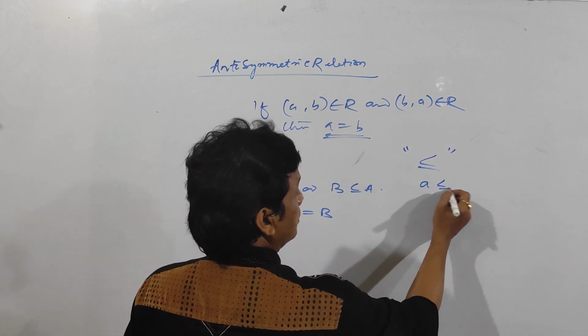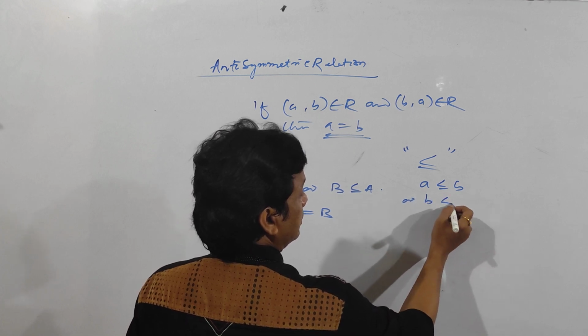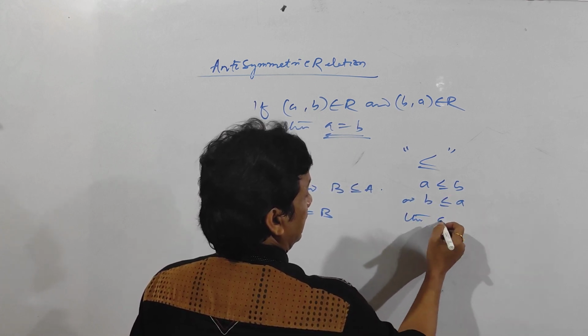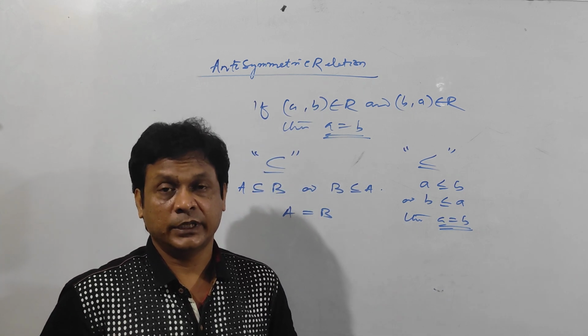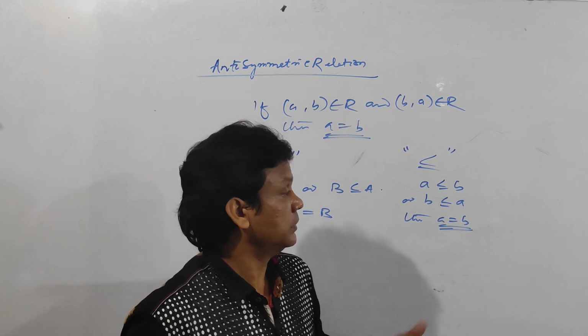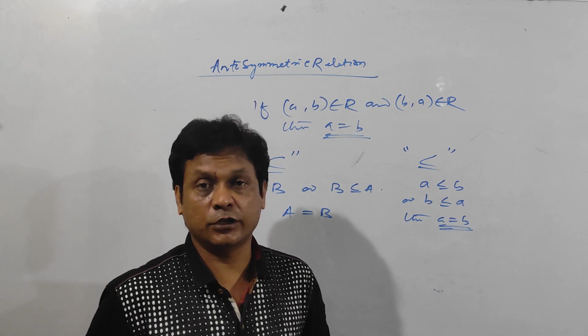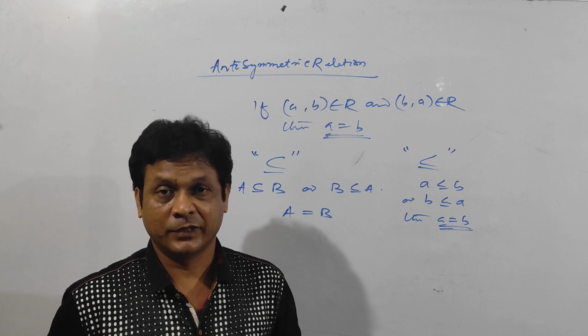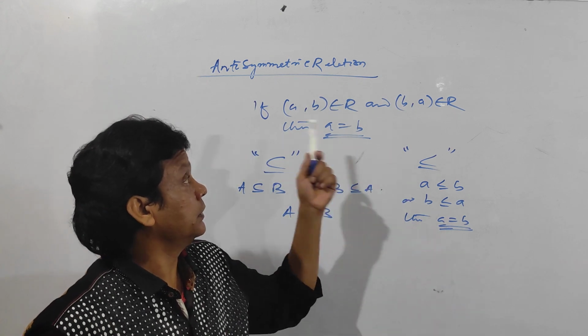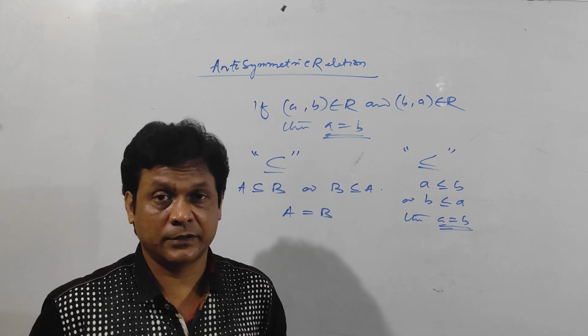If A is less than or equal to B and B is less than or equal to A, then A is equal to B. Greater than or equal to in the set of real numbers will also satisfy this: if A is greater than or equal to B and B is greater than or equal to A, then A is equal to B, according to real analysis. Clear? So these are the examples of antisymmetric relations.